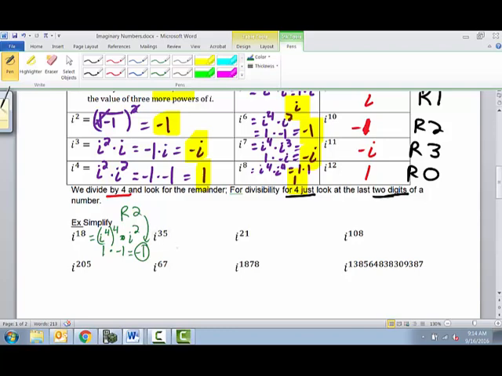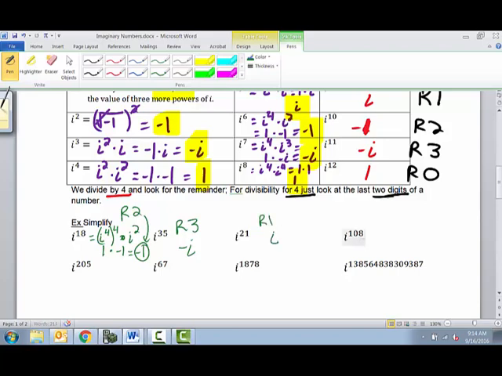I to the 35th, we divide it by 4. It goes in 8 times with a remainder of 3, so it's negative I. I to the 21st, divided by 4, goes in 5 times, remainder of 1, so it's I.